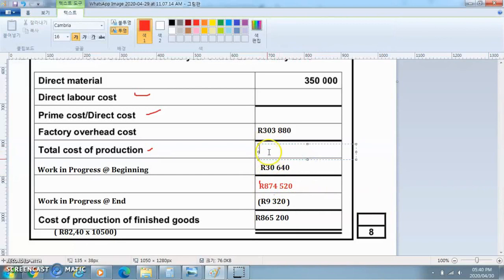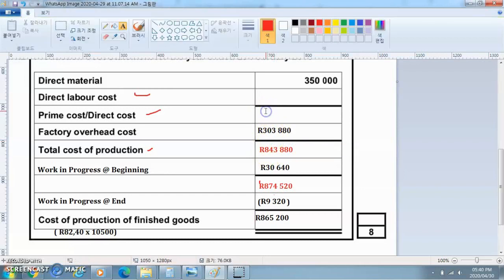So if you say 874,520 minus 30,640, the answer that you're getting, let me work it out on my calculator, is 843,880. Cool, easy, right? Okay, so the next step now is to find the prime cost. Again, we'll do the same thing. For us to get the prime cost, we say this one minus this one, and we get the prime cost.